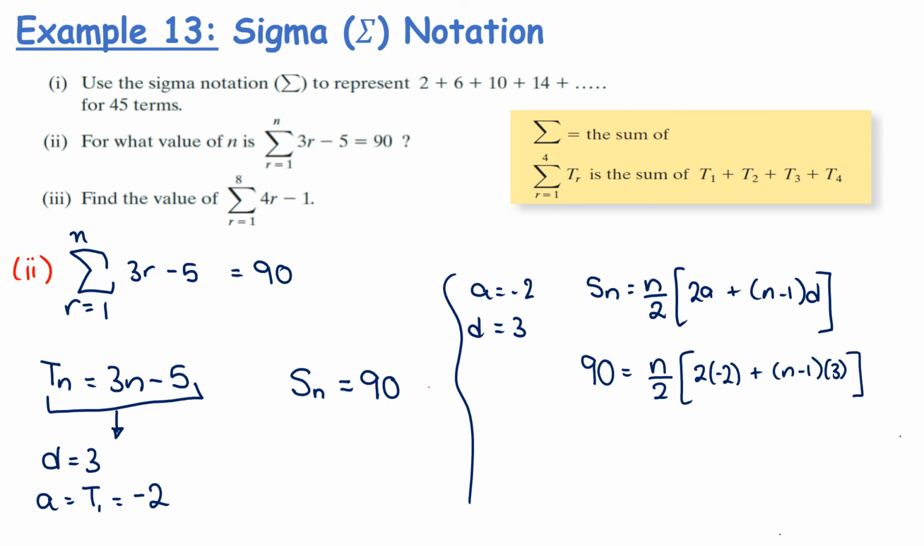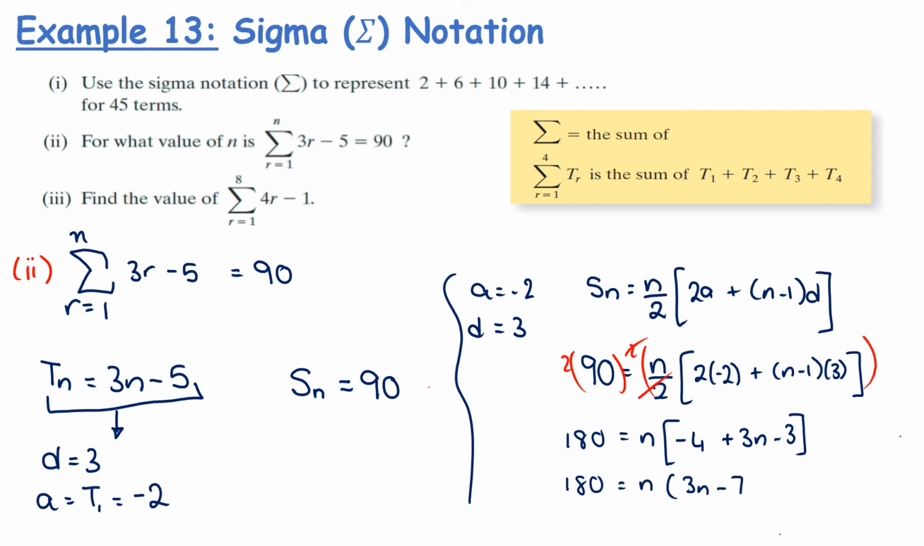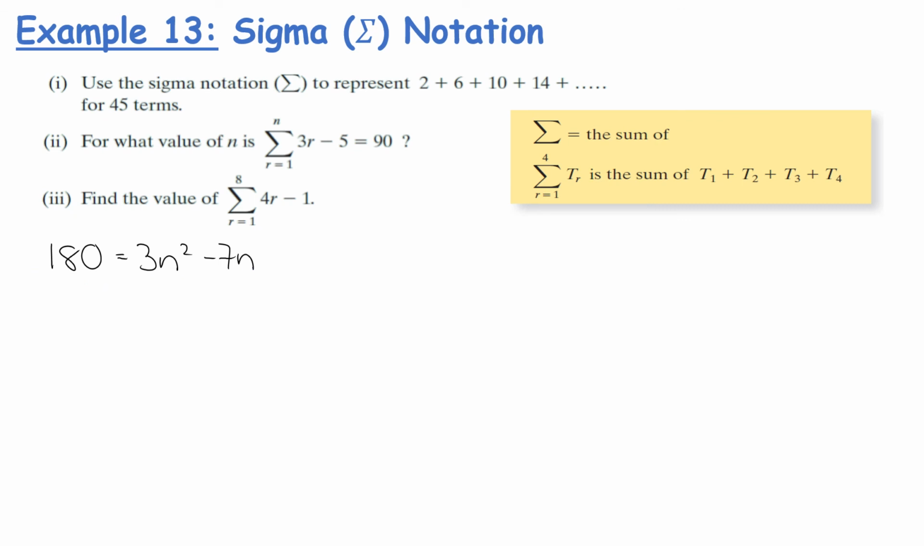Now I don't like having this 2 here, so I'm going to multiply both sides by 2 to get rid of it. That gives me 180 equals n times minus 4 plus 3n minus 3. Tidying that up, I get 180 equals n times 3n minus 7. That ends up giving me 180 equals 3n squared minus 7n, and that is now a quadratic that we need to solve. So I now have 3n squared minus 7n, and I'm going to bring over that 180, equals 0. So I now have a quadratic that I need to solve.